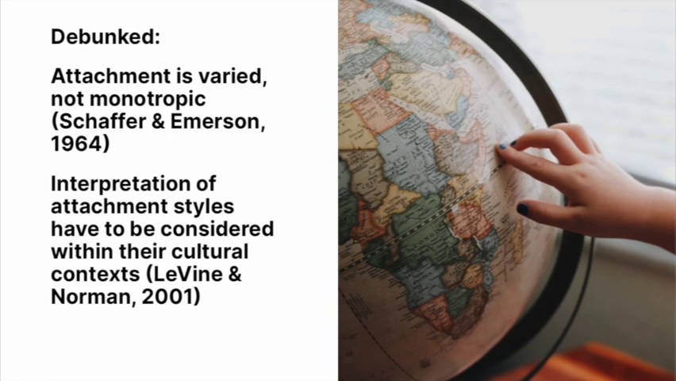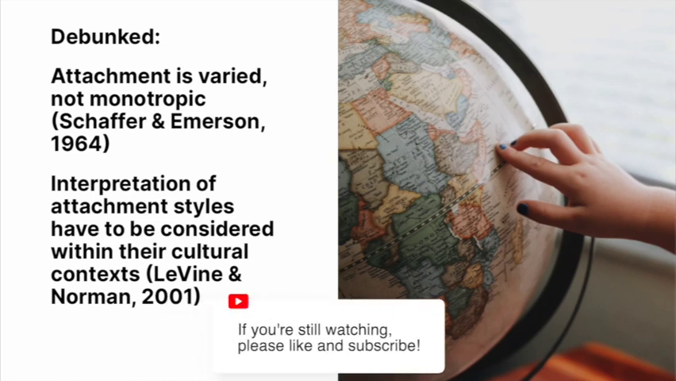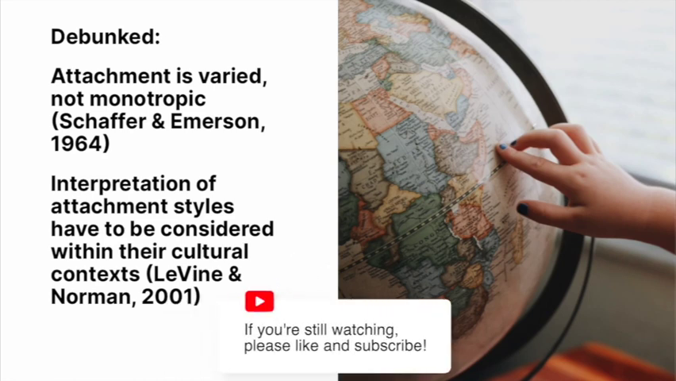Also, although it may be universal, international studies suggest that the interpretation of attachment styles has to be considered within their cultural context. For example, Japanese parents might interpret secure behaviors as accommodating and spoiling.